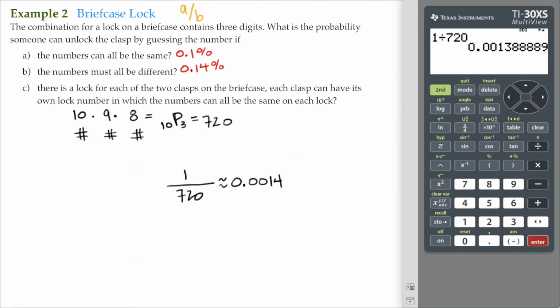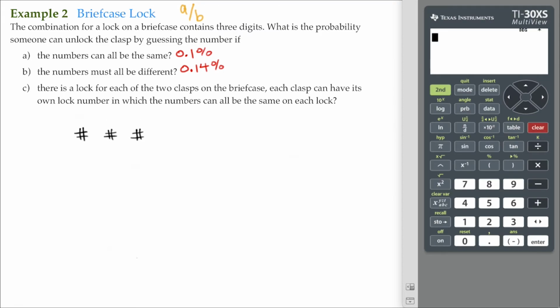Then finally for C, there is a lock for each of the 2 clasps on the briefcase. So this briefcase has 2 clasps on it. Each clasp can have its own lock number, in which the numbers can all be the same on each lock. So rather than having 3 numbers, I'm now going to have 3 more. So there'll be 6. And each number can be the same. So I've got 10 here, 10 here, 10 here, 10, 10, and 10.